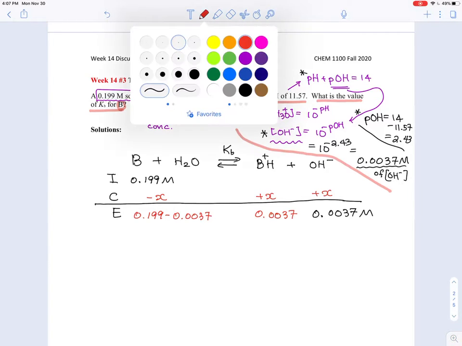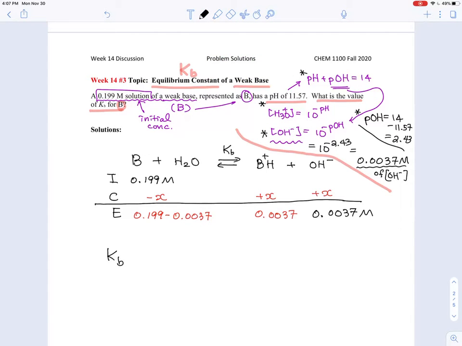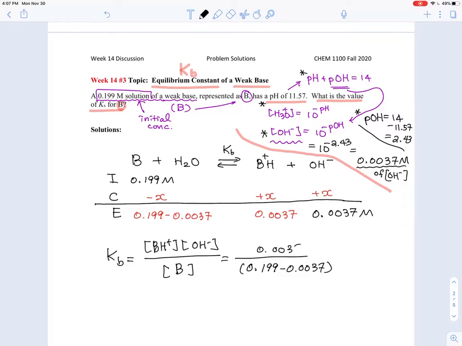So therefore, I'm going to go ahead and calculate Kb, which is defined as the conjugate acid concentration times the OH minus concentration, divided by the base concentration. That is 0.0037 squared over 0.199 minus 0.0037. So if you calculate that, the Kb value is 7.0 times 10 to the minus 5.